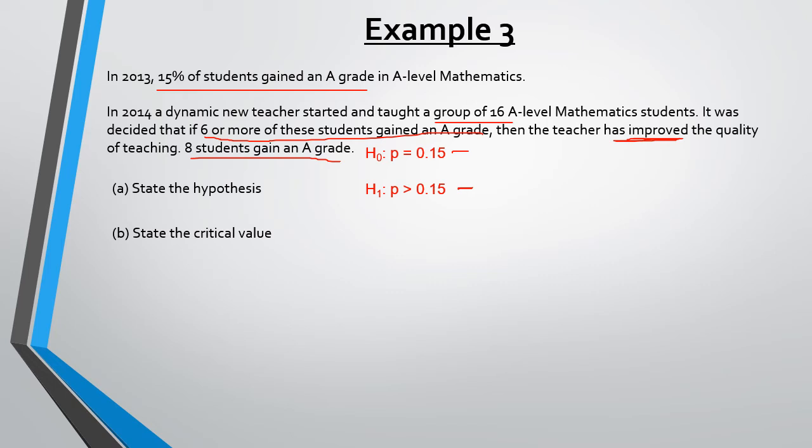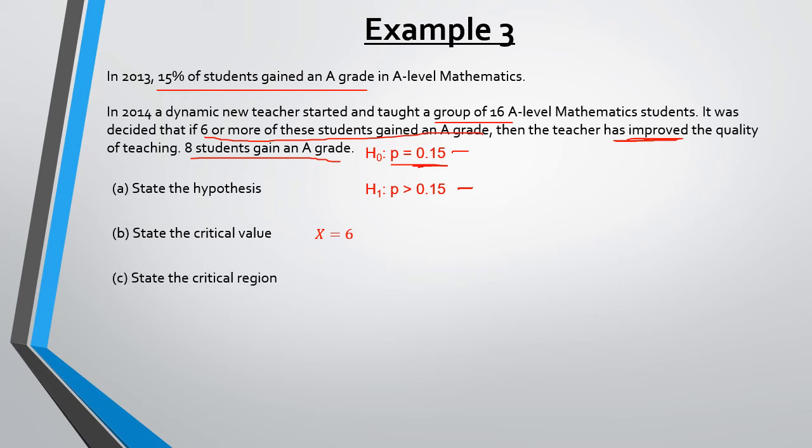Okay, B, critical value. So we mentioned this critical value last time. And critical value is a cutoff point, a value where I start to reject the H0. So in this case, it would be when I start rejecting that still 15% of the students are getting an A grade. And this is what they're doing with this 6 or more of these students. It was decided that if 6 or more of these students gained an A, then the teacher has improved. All right, so that's when we'd reject H0. So the critical value is just 6. Okay, so 6 is my cutoff point.